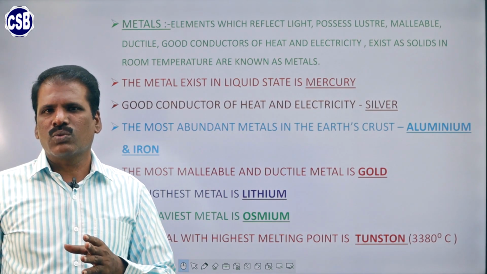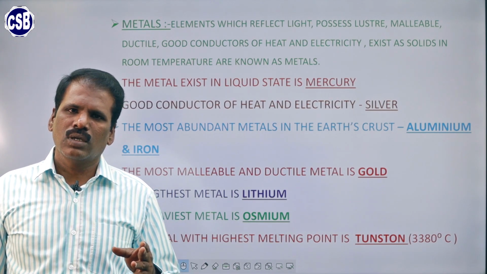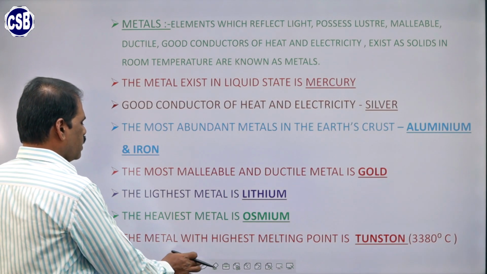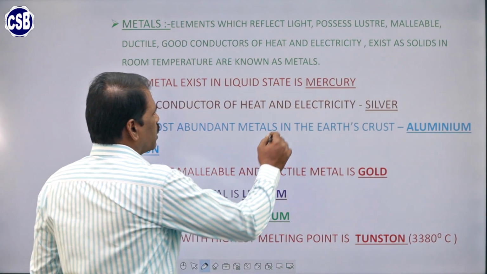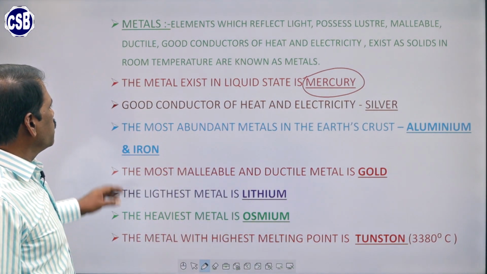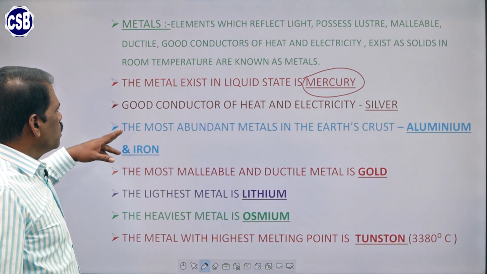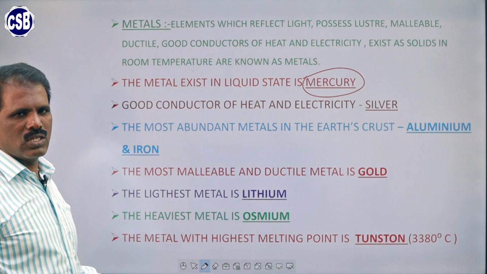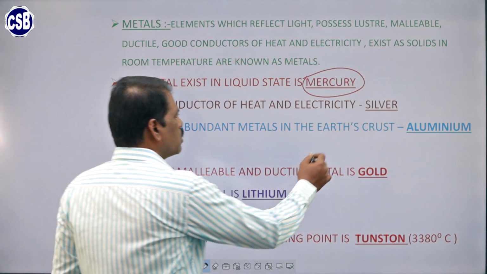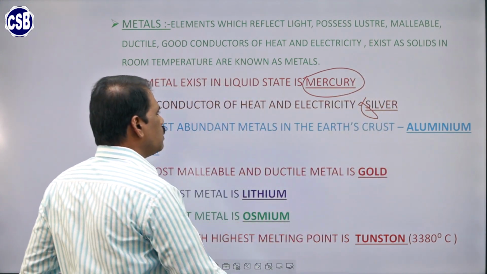The metals exist only in the solid state. The only exception is mercury. Mercury is the only metal that exists in the liquid state. Similarly, the best conductor of heat and electricity among all the metals is silver.